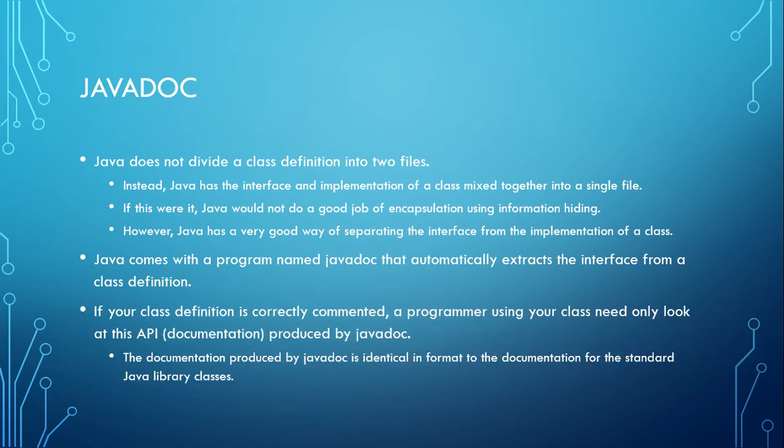If your class definition is correctly commented, a programmer using your class need only look at the API or the documentation produced by JavaDoc. They don't actually have to open up the code to figure out how to use it. The documentation produced by JavaDoc is identical in format to the documentation for the standard Java library classes. So the format it produces is the same as if you were to pull up the standard Java libraries and look at them. It's the same layout.